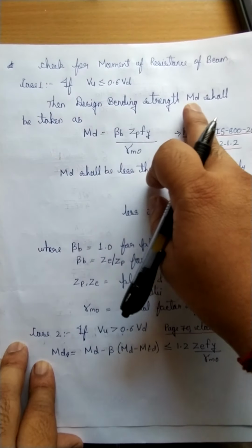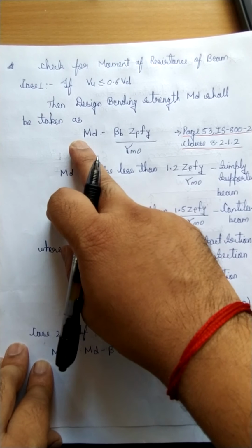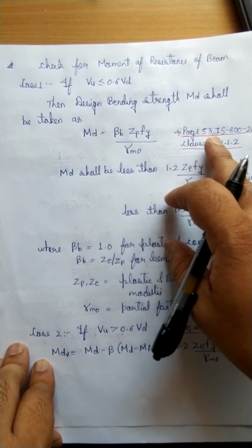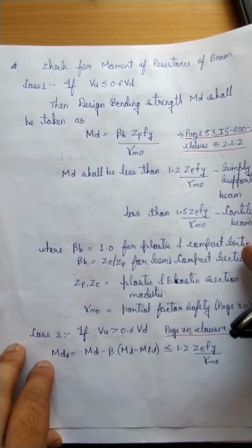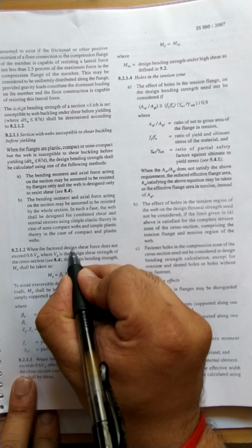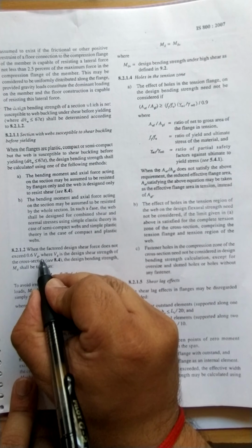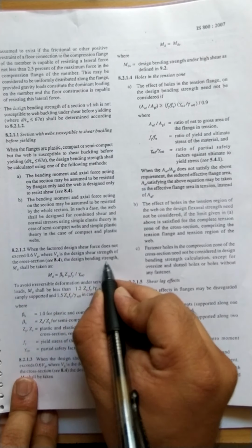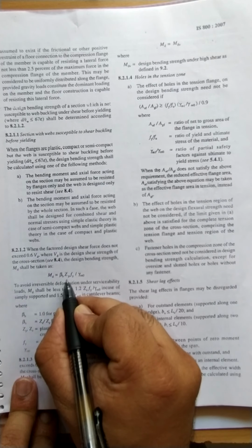The design bending strength MD shall be taken as MD is equal to beta B ZP Fy divided by gamma m naught, page number 53 IS 800 2007 clause number 8.2.1.2. So I will show it once again. So it is from here, when the factored design shear force does not exceed 0.6 VD, where VD is the design shear strength, then the design bending strength MD shall be taken as MD is equal to beta B ZP Fy divided by gamma m naught.